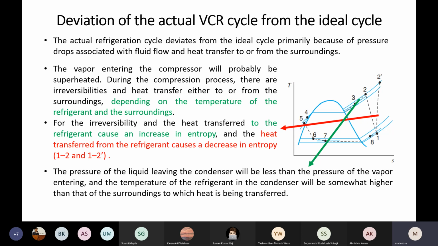Now, as we discussed yesterday, the ideal Rankine cycle deviates and becomes the actual cycle. Here also the same philosophy exists in the case of the vapor compression cycle. That is because in the evaporator, more heat may be absorbed, based upon the room condition, or otherwise you are loading so much food stuff at a time in your refrigerator. So these are two conditions.